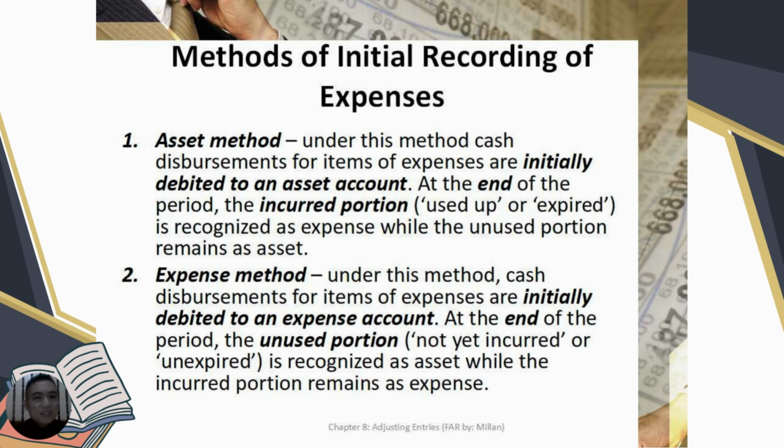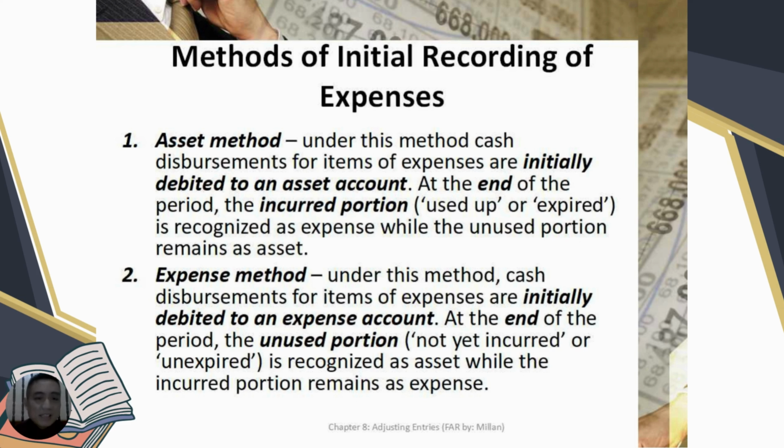Now let's go to the methods of initial recording of expenses. It can be through the asset method or the expense method. Under the asset method, cash disbursements for items of expenses are initially debited to an asset account. For example, debit prepaid expenses, credit cash. At the end of the period, the incurred portion, used up or expired, is recognized as expense, so that the asset is not overstated and the expense account is not understated.